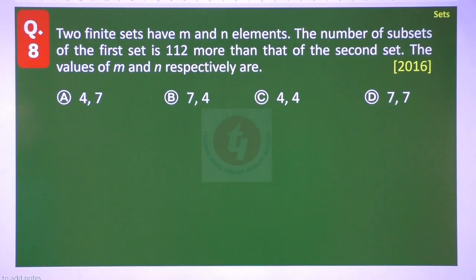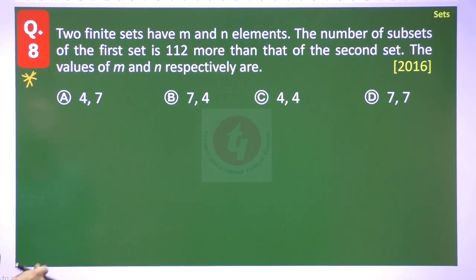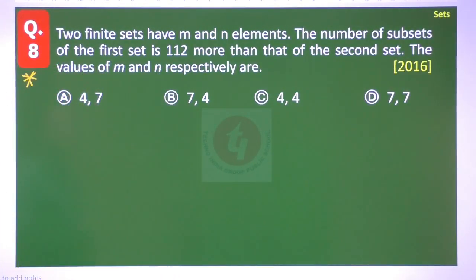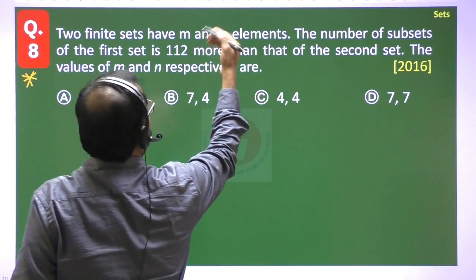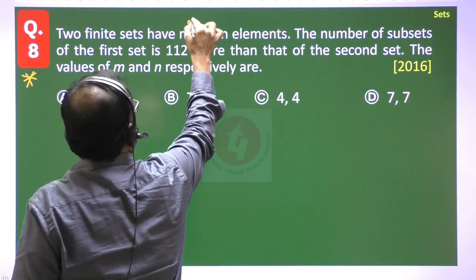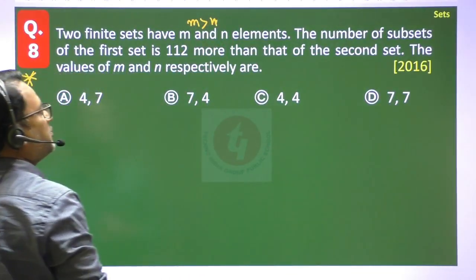Now, next question. Two finite sets. This is also a good question. Many times in JEE Mains this question came, and in BITSAT also. Two finite sets having m and n elements, the number of subsets of the first set is 112 more than that of the second set. So from here we get m must be greater than n.